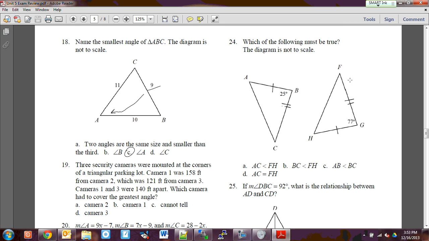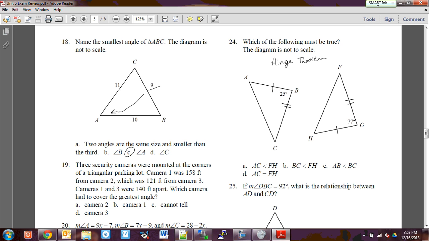All right, 24. We're going to jump over here to 24. Which of the following must be true? If you remember, in order to use the Hinge theorem, which is what we're going to have to use here, you have to have, keep in mind, angle B and angle G, to have side angle side congruence, would need to be the same.